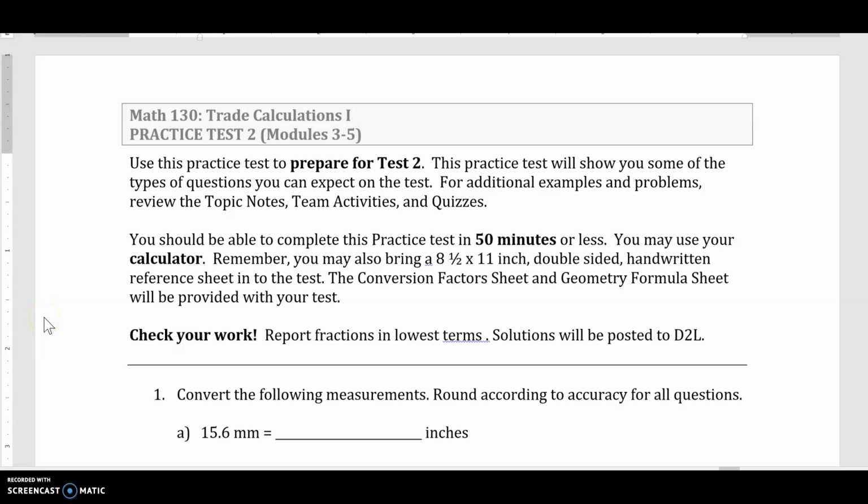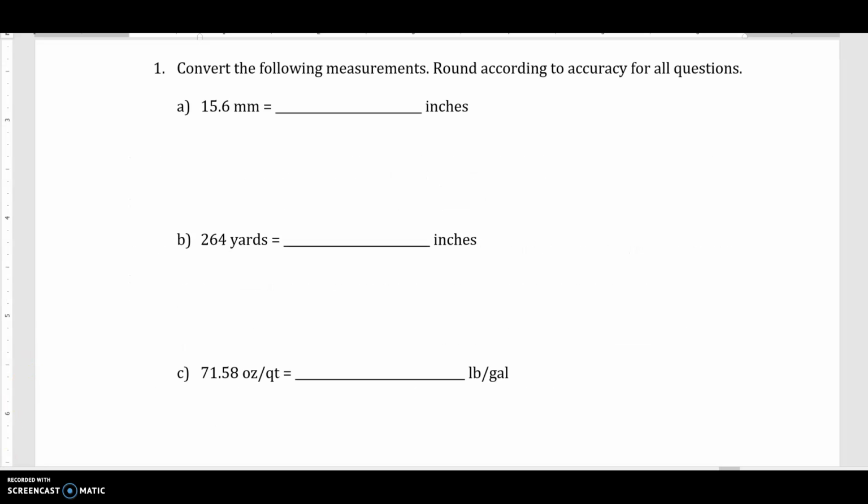This video will take you through the solutions for the first page of the practice test for your Module 2 test in Math 130. First, we'll work through a few of our different types of measurement conversions, and I'll make sure to show full conversion factors with units in each of these. At the end, we'll round each according to accuracy, so the number of significant figures in our original measurement.